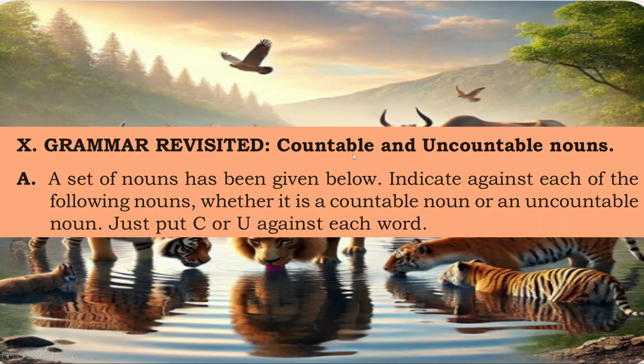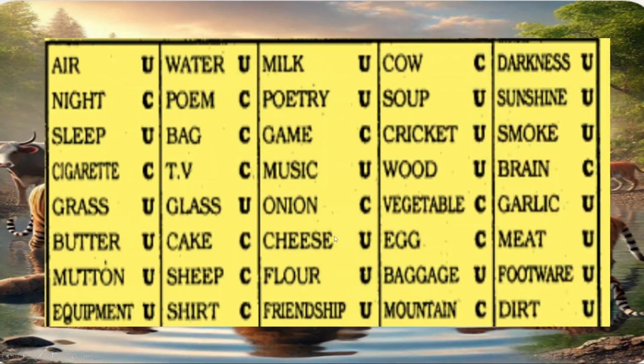10th, grammar revisited: countable and uncountable nouns. A set of nouns has been given below. Indicate against each of the following nouns whether it is a countable noun or an uncountable noun. Just put C for countable, U for uncountable against each word. Here are the words. Air. Can you count how much air is there? One, two, three, four. No, it's uncountable.